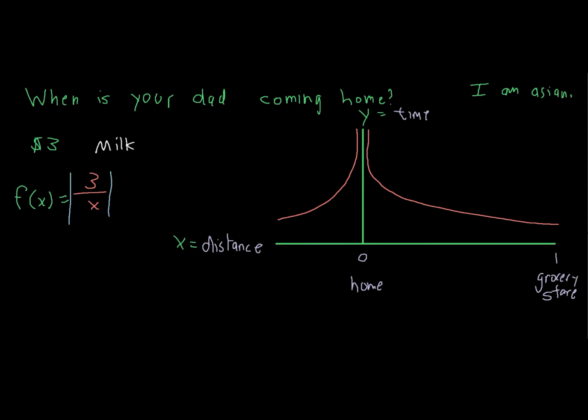In order to find out when your dad arrives home, we must take the limit as x goes to 0 of the function f of x. Actually, let's switch to a different color here. Basically, as the x value approaches 0, what value does the y value approach? As you can see on our graph, the y value, or time it takes until your dad gets home, approaches infinity. The limit as x approaches 0 in respect to the equation of the absolute value of 3 over x is infinity.